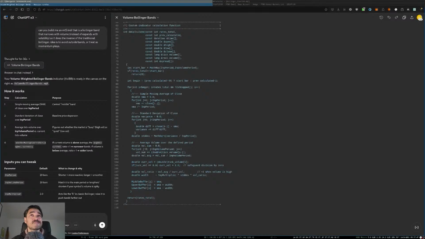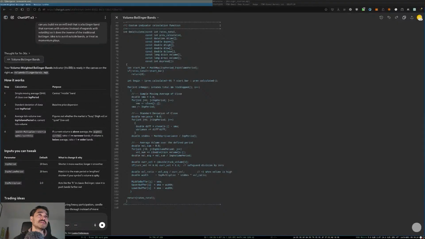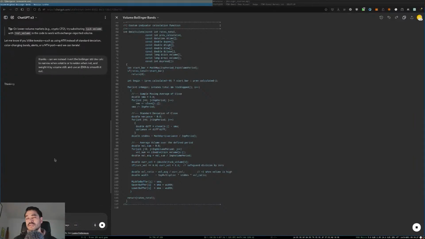Thanks. Can we instead invert the bands to narrow when volatile or to widen when not, and weight it by volume still, and use an EMA to smooth it out. I don't need more thanks. Let's go with that. One thanks is enough, eh?